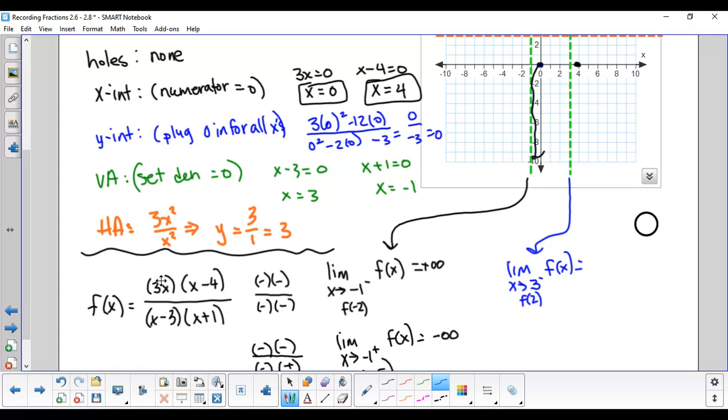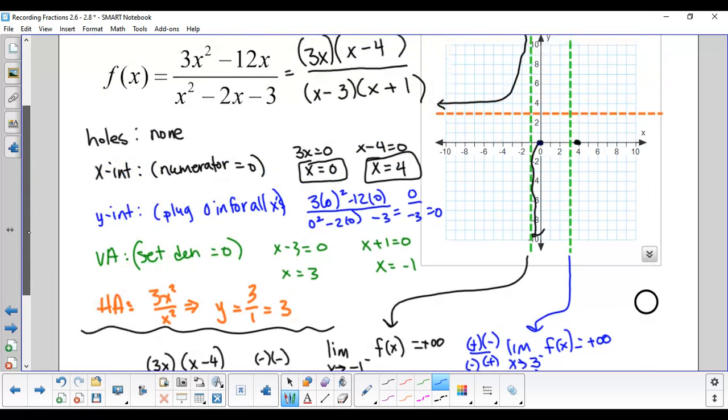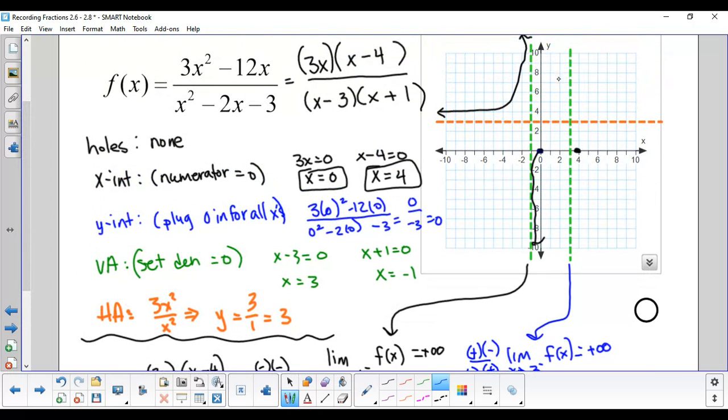Now, when I plug in +2 for the x, I'm going to get a positive on the first term. 2 minus 4 is a negative. 2 minus 3 is a negative. And 2 plus 1 is a positive. 2 negatives and 2 positives will become a positive. So as I approach 3 from the left-hand side, so as I approach this asymptote from the left, my graph is going to get closer and closer to positive infinity.